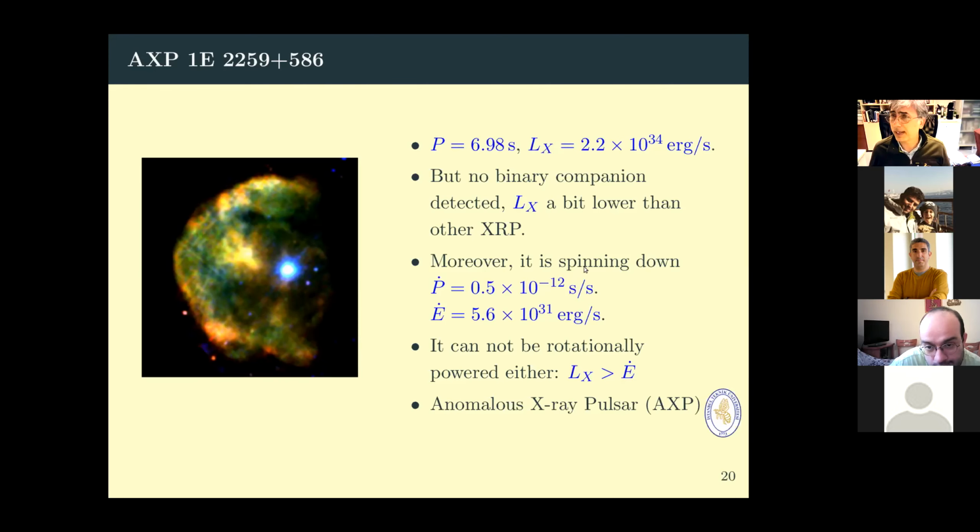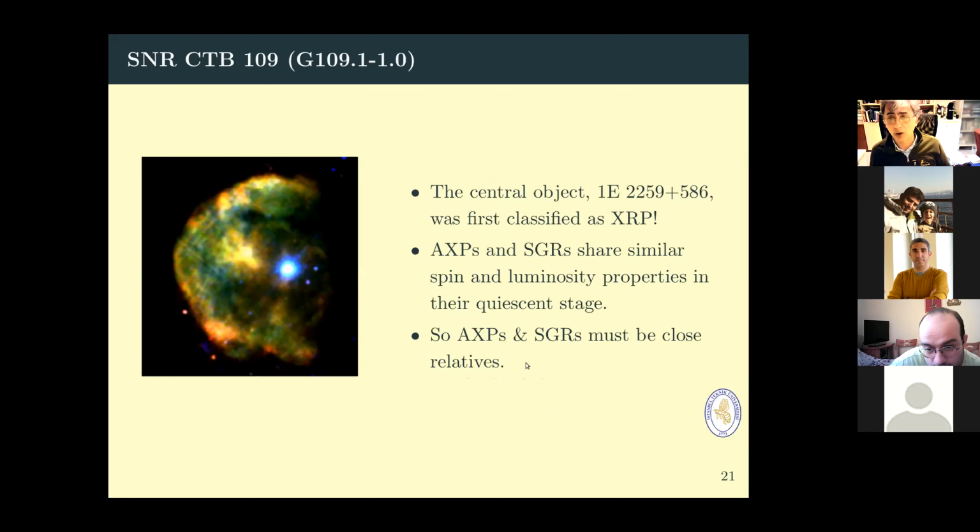It is always spinning down, and that is really strange because accreting pulsars sometimes spin up, right? So you could think about things like rotationally powered pulsars, but you cannot, because in this case the X-ray luminosity is much greater than the spin-down luminosity. So it cannot be rotationally powered. So anomalous X-ray pulsar is the name given to these objects.